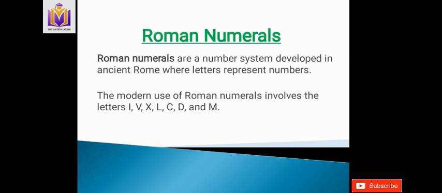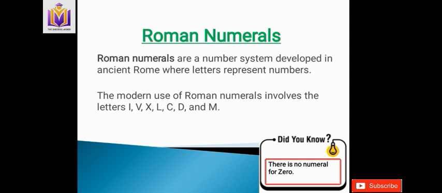So let us see what Roman numerals are. Roman numerals are a number system developed in ancient Rome where letters represent numbers. The modern use of Roman numerals involves the letters I, V, X, L, C, D and M. We use these letters in different combinations to write Roman numerals. And did you know that there is no Roman numeral for 0?